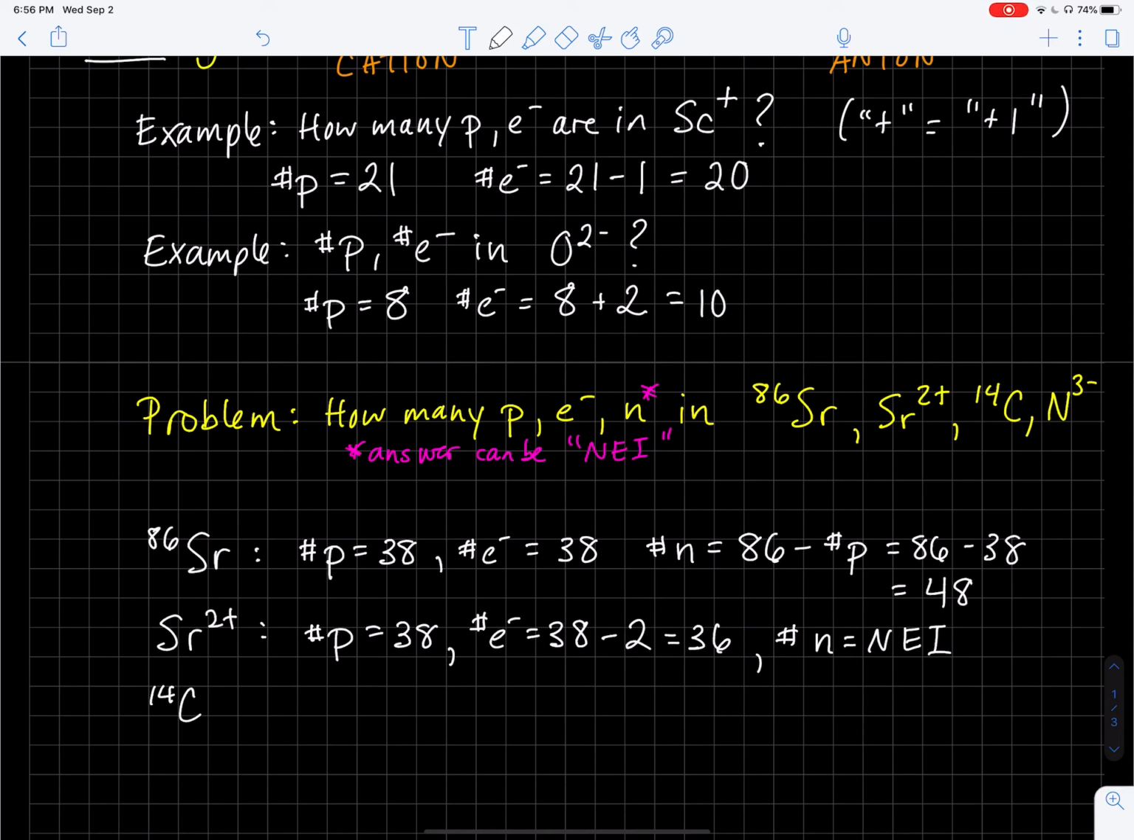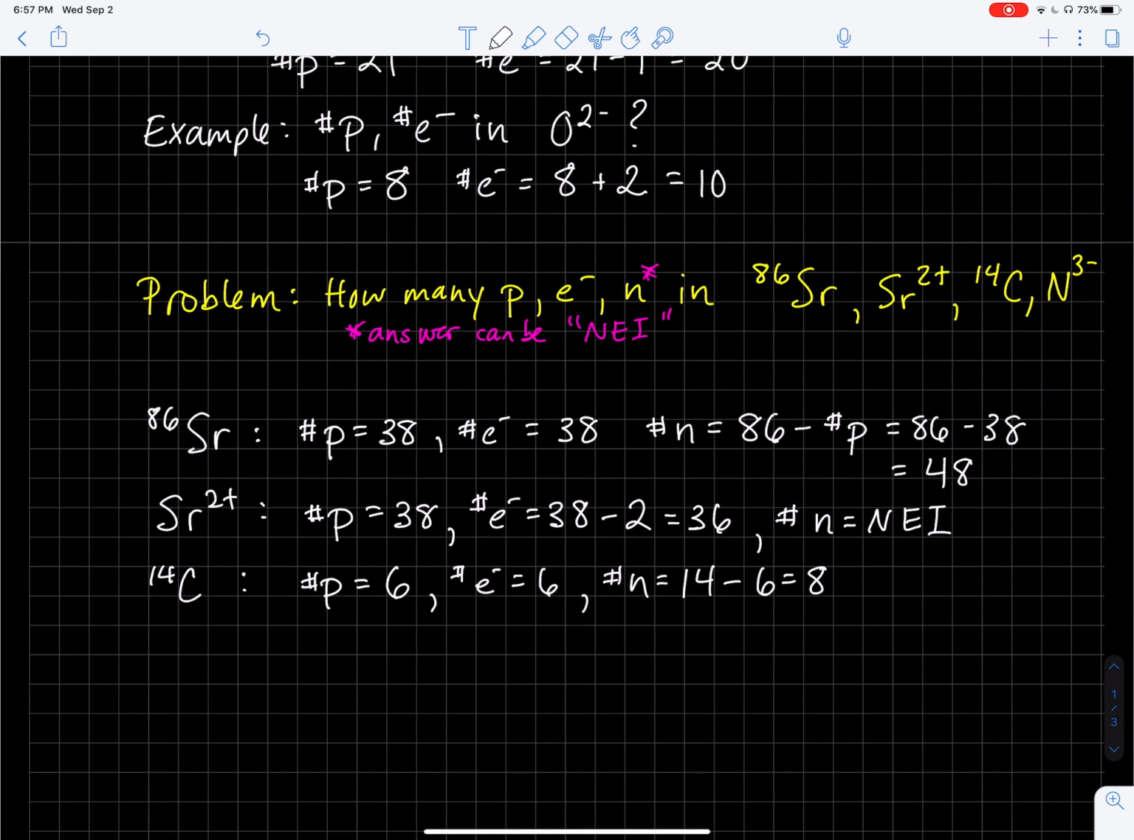Carbon 14, and you'll notice even though the mass number comes before the atomic symbol when we write it, we read it out loud not as 14 carbon, but carbon 14. That's just a thing. All right, number of protons. If you go to the periodic table, you will find carbon has the atomic number of 6. That one I do know because it's so important. This one is neutral, so it also has 6 electrons. And the number of neutrons is equal to the mass number 14 minus the number of protons 6. So this one has 8 neutrons.